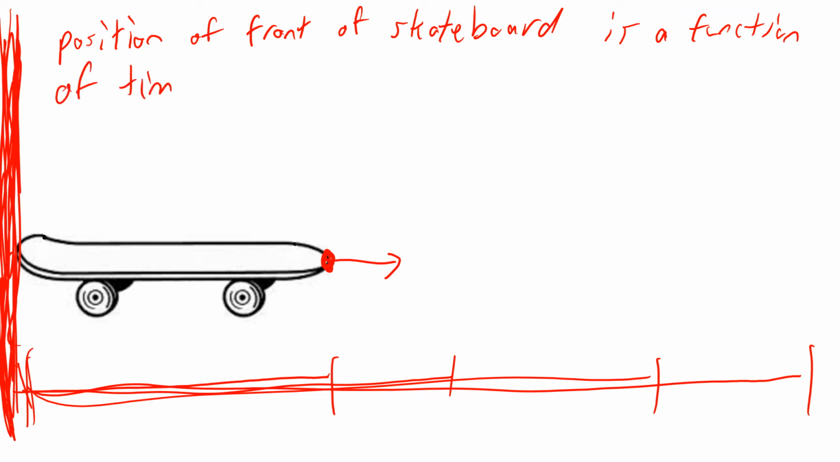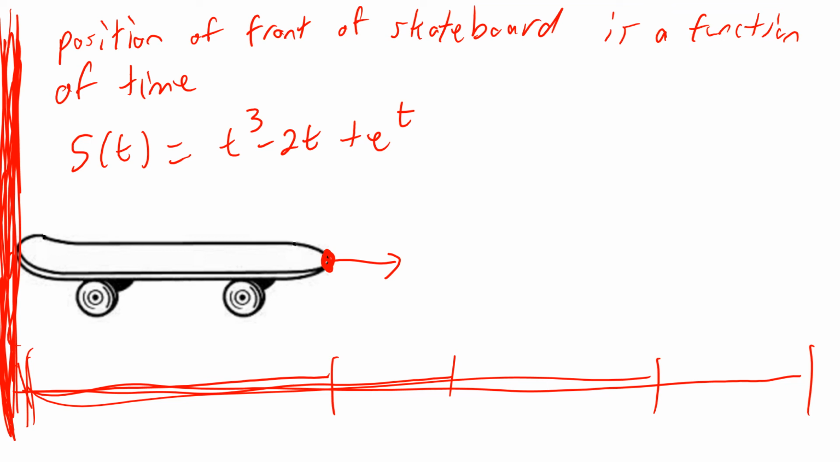Because it changes depending on what time you're looking at it, because the skateboard is moving to the right. So what does that mean? There's a formula for the position. I don't know what it is, but it involves t's. It could be like t cubed minus 2t plus e to the t. I just made up a random formula here. I don't know what it is.